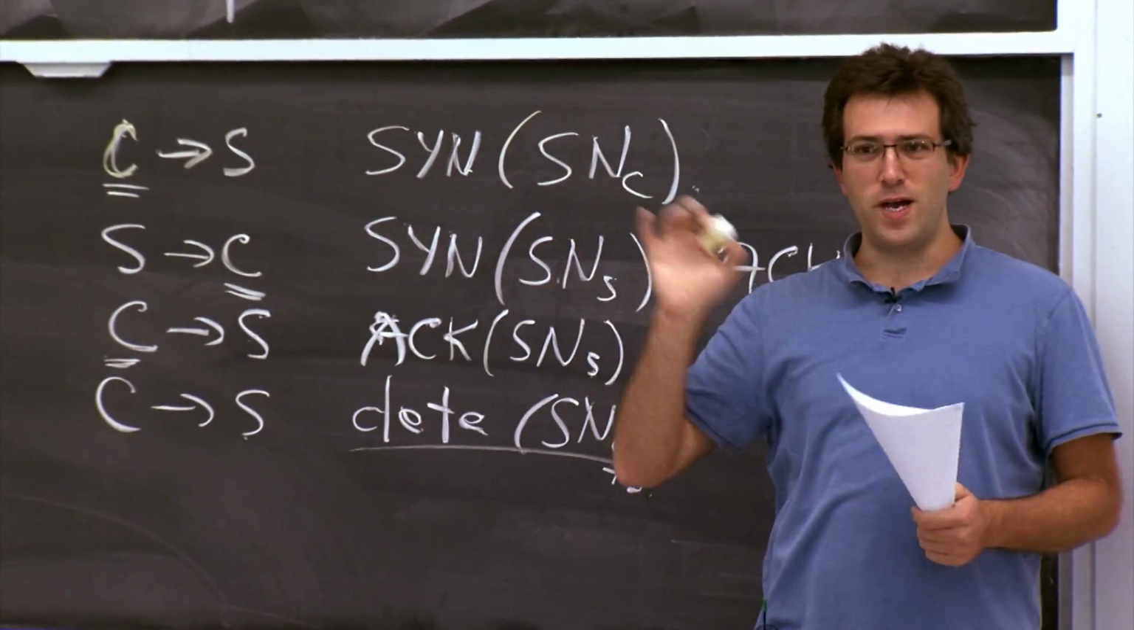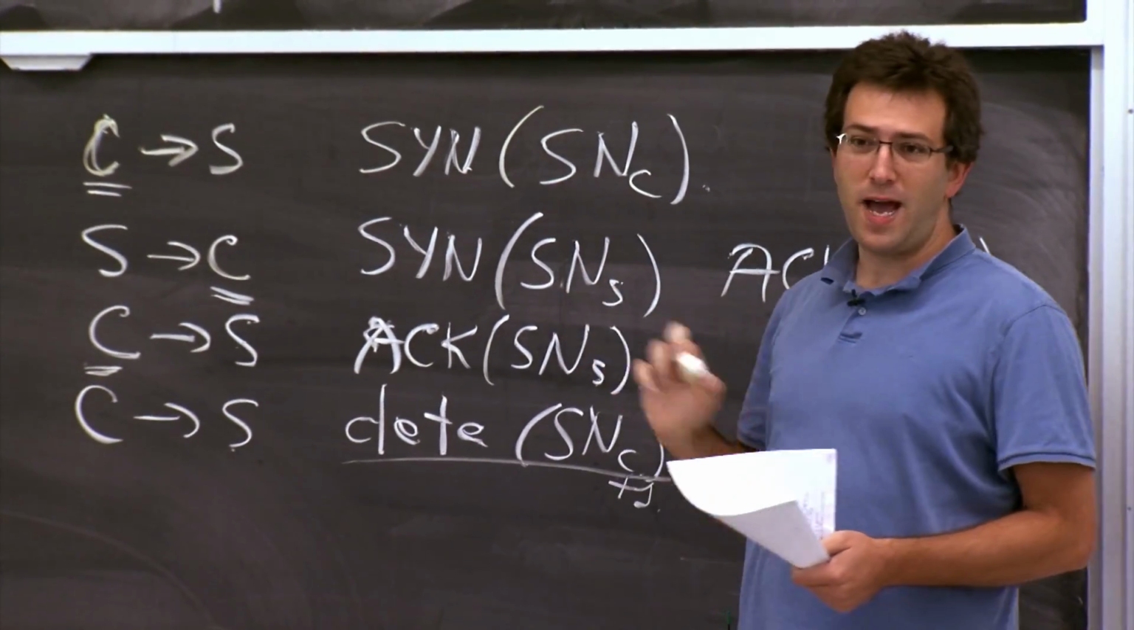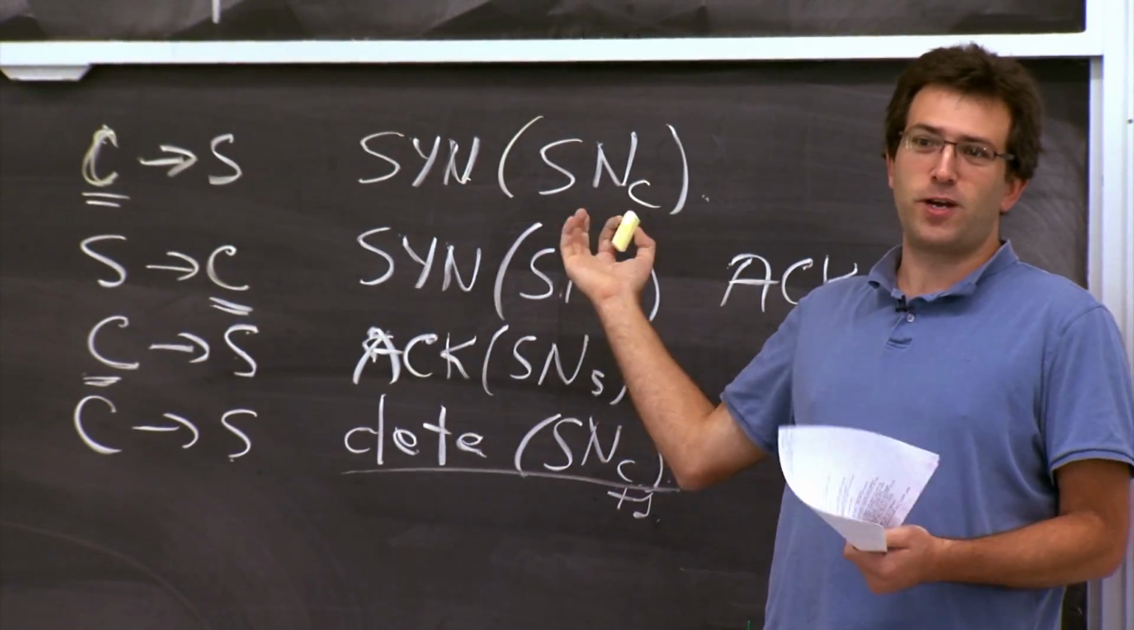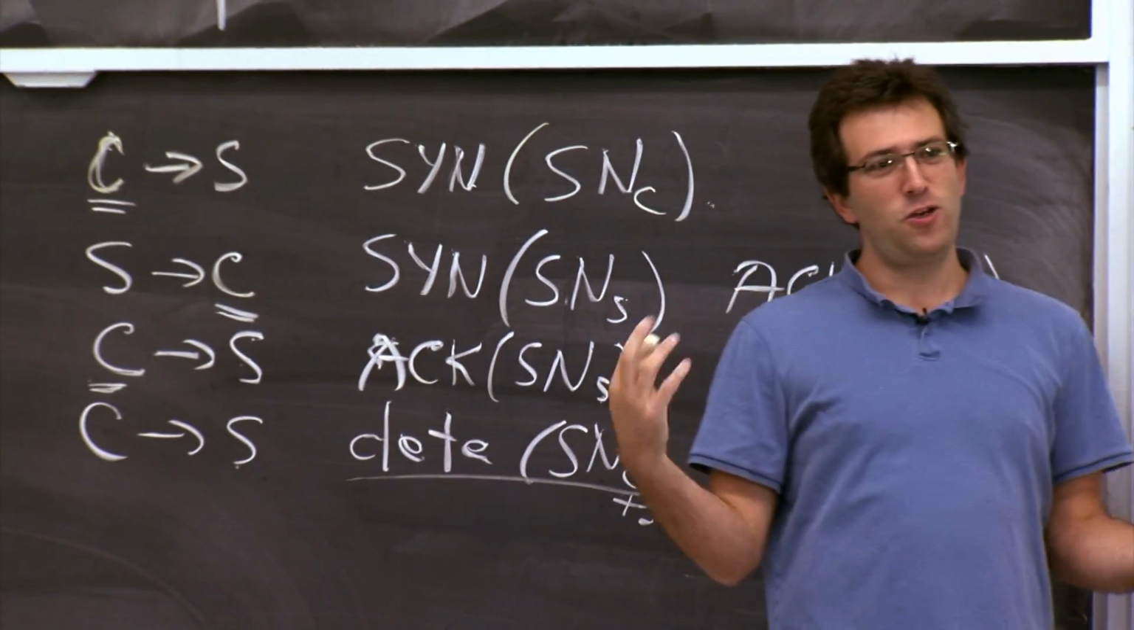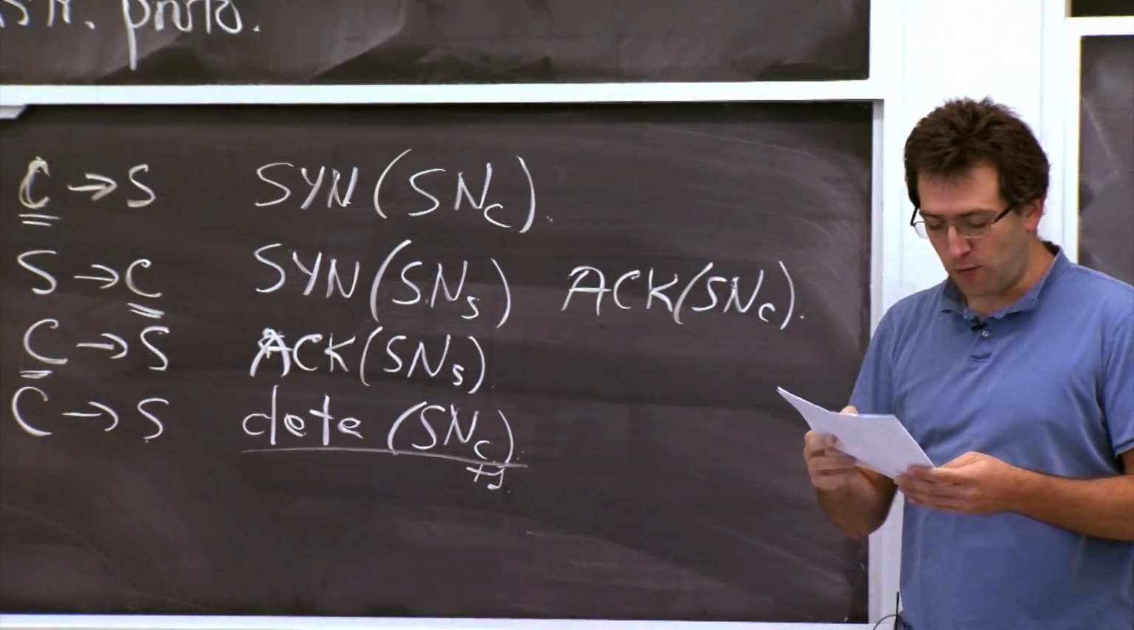You send them a connection request, and you see what sequence number comes back. And then you know the next one is going to be 64K higher than that. So there wasn't a huge amount of randomness in this protocol.